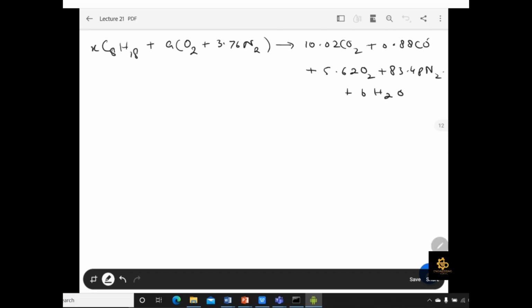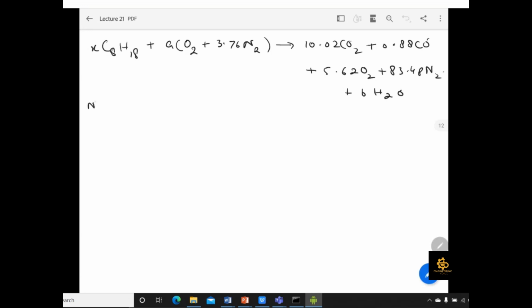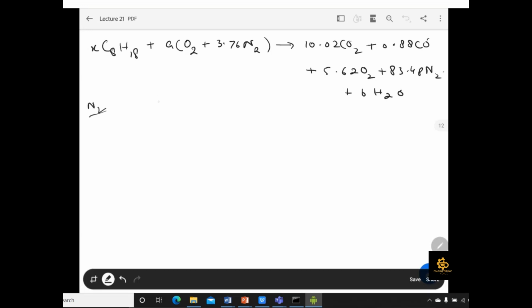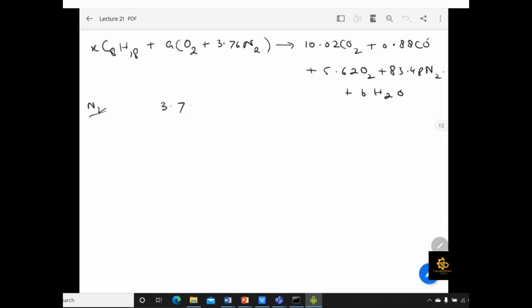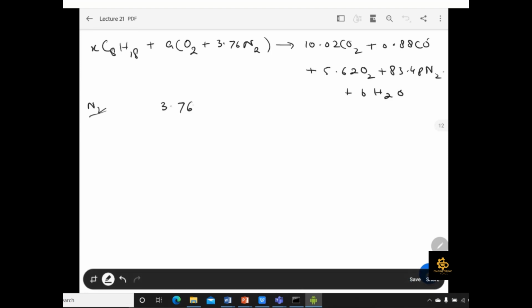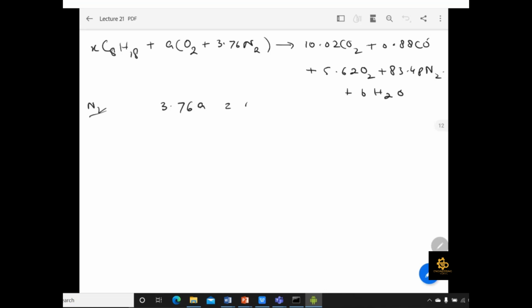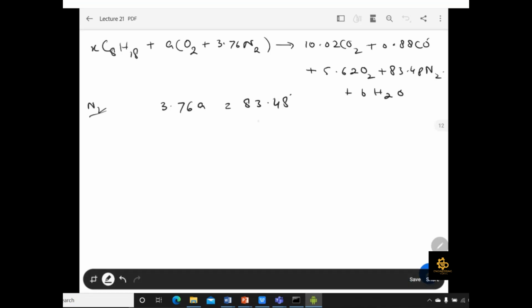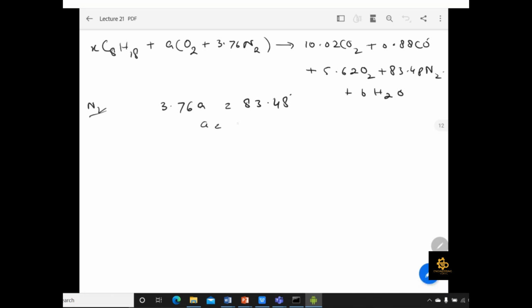This equation will be given in the problem statement whenever it is in your test exams. Now here, first we have to apply the balances in order to find the value of a, the value of x, and also the value of b. We can first apply the balance for N2. For the N2 balance, 3.76 a is equal to 83.48, and here we can easily find the value of a, which is equal to 22.2.